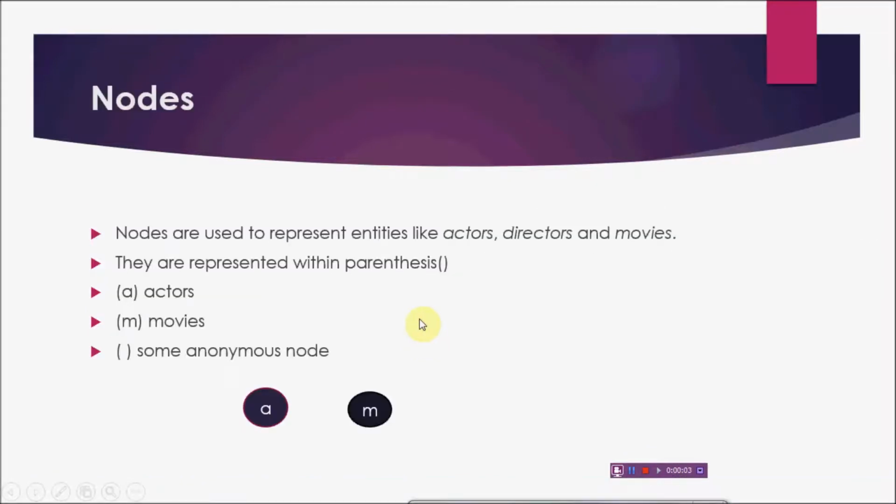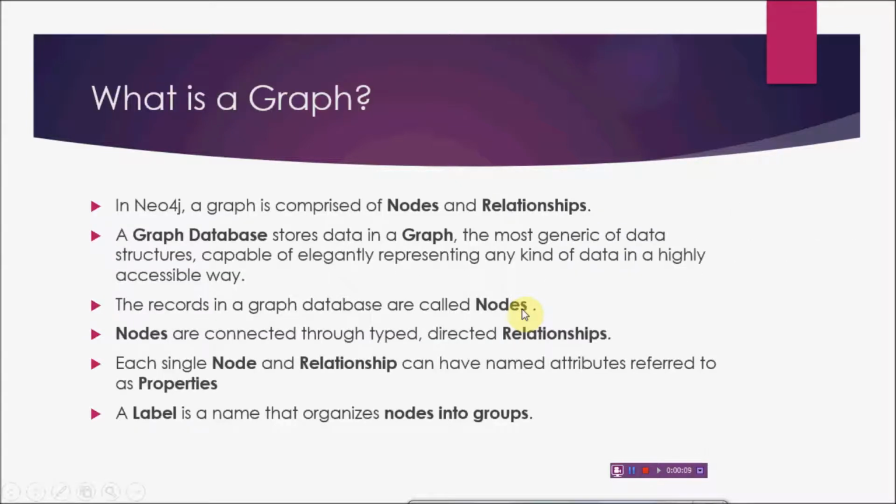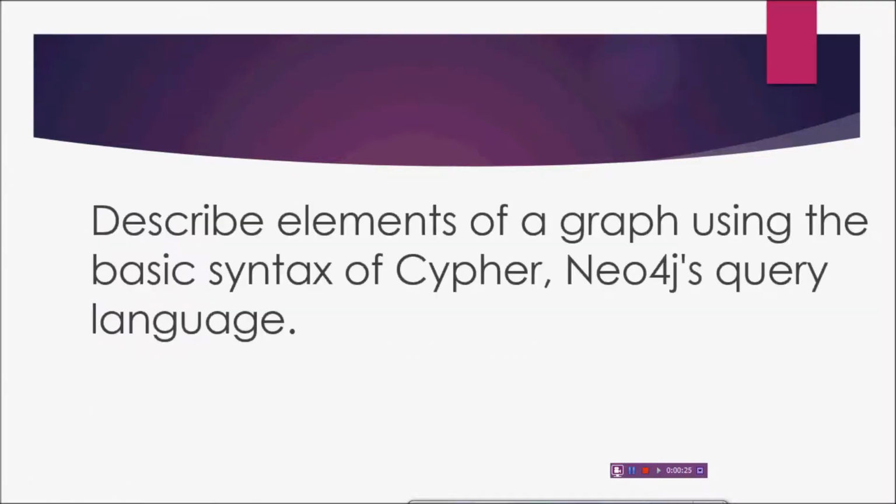I am going to describe the elements of a graph using the basic syntax of Cypher. In the previous slide we discussed what a graph is: a graph is composed of nodes and relationships, and the records in a graph database are called nodes. The nodes are connected through relationships. So we are using this graph concept with Cypher.